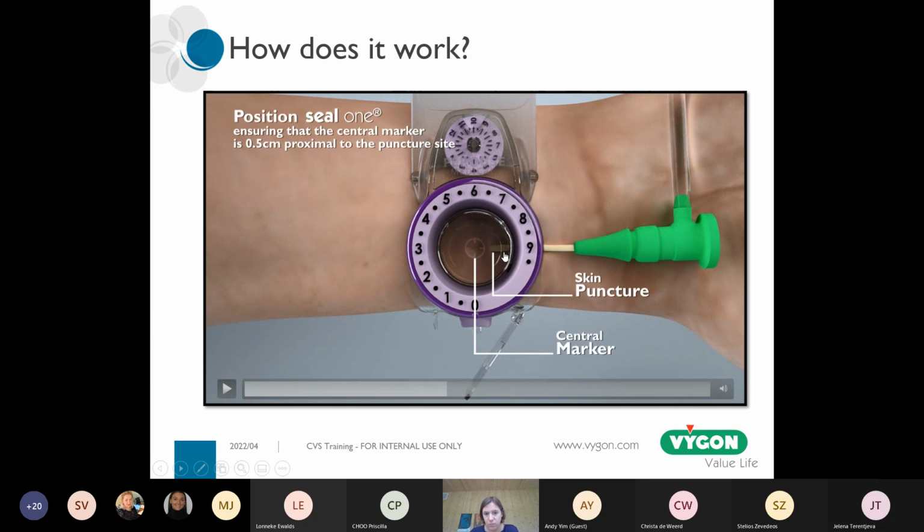You have here the skin puncture sites. We will see just after that when you have a Seldinger puncture, you have an angled puncture. So you have here the skin puncture site, and the compression of the artery has to be at 0.5 centimeter, approximately proximal to the puncture site. We will explain that just after.